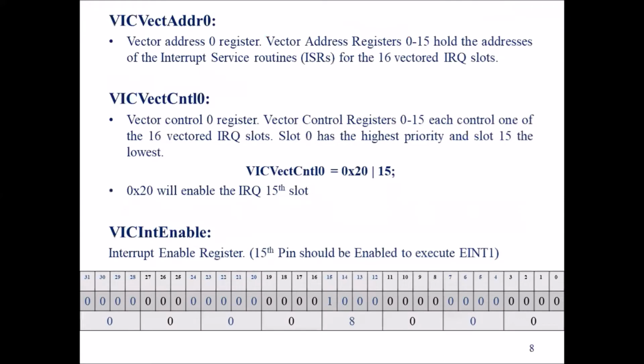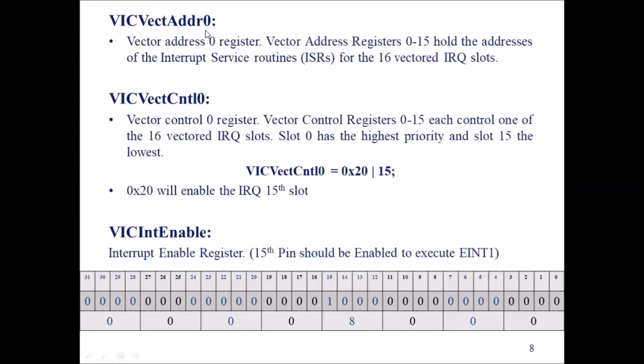Next, coming to the various registers which we are using in our fourth program. The first register which we are using is VICVectAddr0, where VIC stands for vector interrupt controller, vector address 0. As I told, there are 16 interrupts that can be handled. Starting from the 0th interrupt to the 15th interrupt, a different address will be allocated for each and every interrupt. Here we are mainly concentrating on address 0, that is VIC vector address 0.